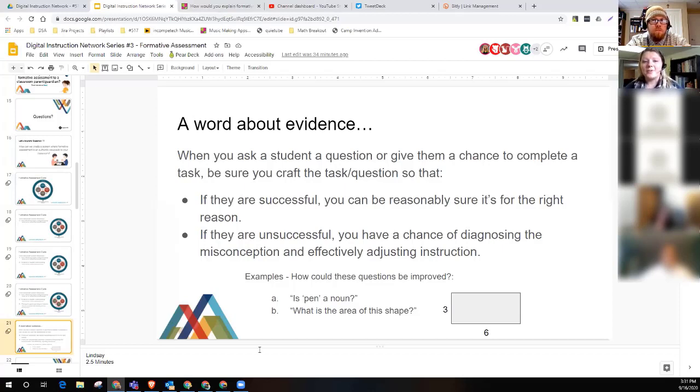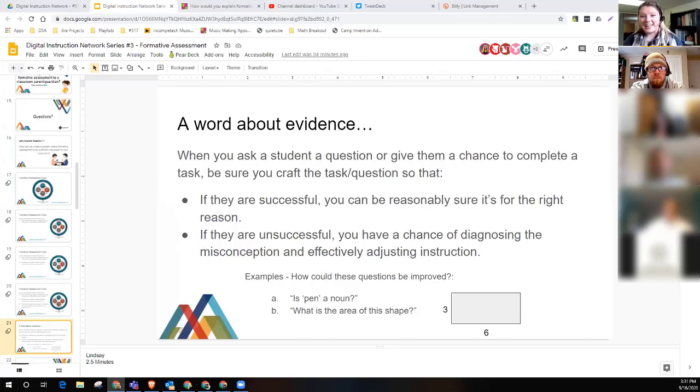So I just have a couple of examples down at the bottom, and I acknowledge that these are a little bit extreme. I was trying to help make a point. So how could these questions be improved? The first one just says, is pen a noun? I'll pause in just a second and get some of your ideas, but I'm noticing right away that this question has some issues. One, pen isn't used in a sentence, and so are we going to pen a letter, or are we going to use a pen to write a letter? Is it a noun or a verb? What are we getting at?